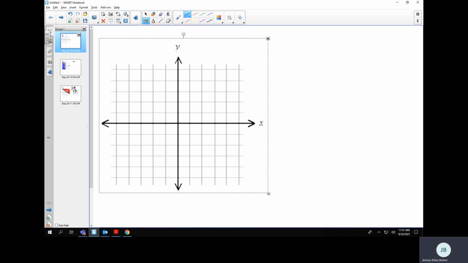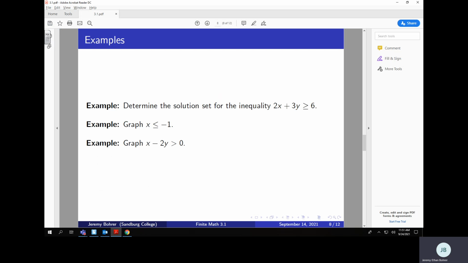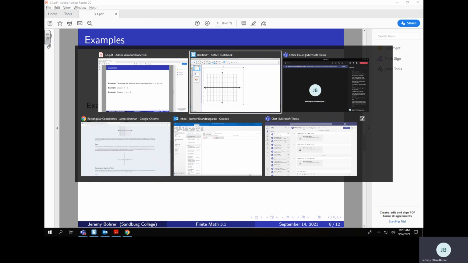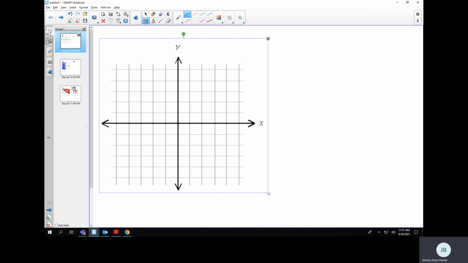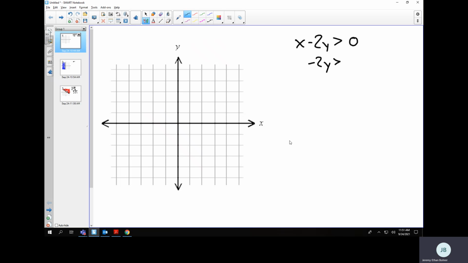Finally, graph x minus 2y is greater than 0. So again, we take our inequality, x minus 2y is greater than 0, and I'm going to solve it for y, rather. So I subtract x from both sides: negative 2y is greater than negative x. And then I'm going to divide by negative 2.